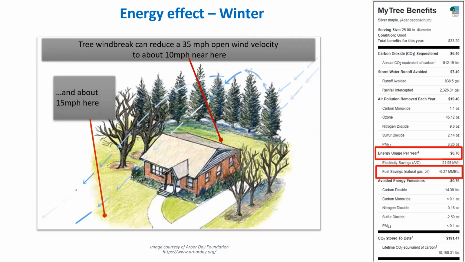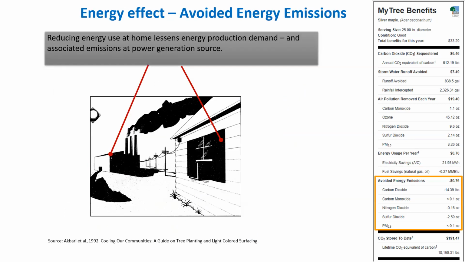And then finally, in terms of the energy effect, obviously, if we reduce our energy use, that's going to lessen the energy production demand. And therefore, those emissions that were coming out of the power generation sources are also going to get reduced. You're going to see your avoided energy emissions coming from the energy savings indirectly through planting trees around your home.